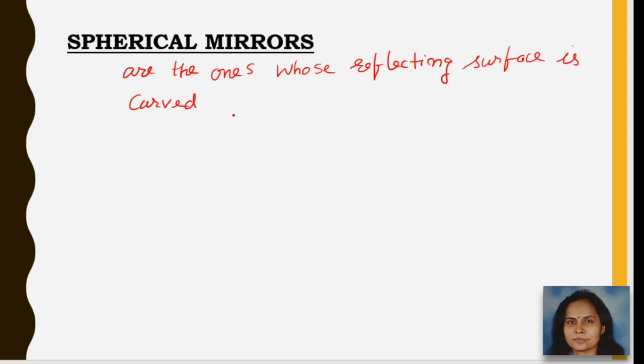Now this curved surface, can it be curved inward also? It can be curved outward also. So based on that, spherical mirrors are of two types, concave mirror as well as convex mirror. Concave and convex.